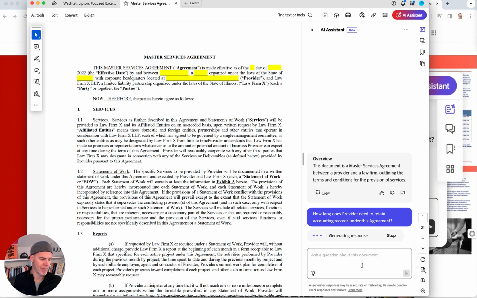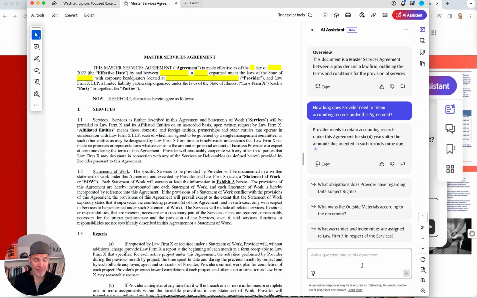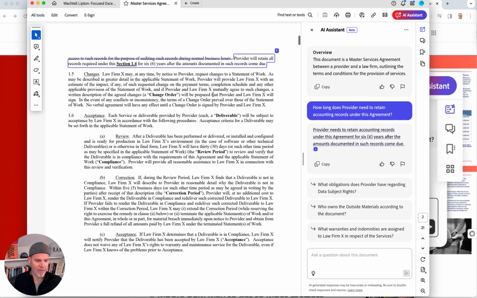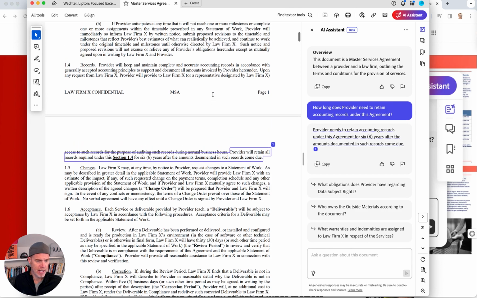Okay. Some of these MSAs, as you know, can be very, very lengthy. This is a short one at 21 pages. So here it says 6 years. Now let me verify that. Let me click on this. Provider will retain records for 6 years after the amounts documented and such records come due. Okay, so it gets it fairly right.